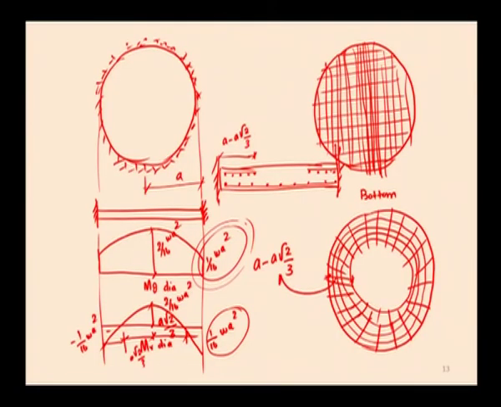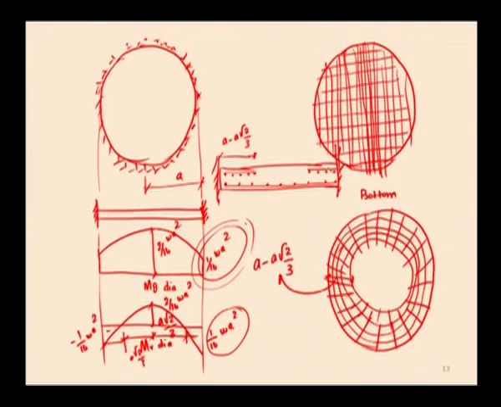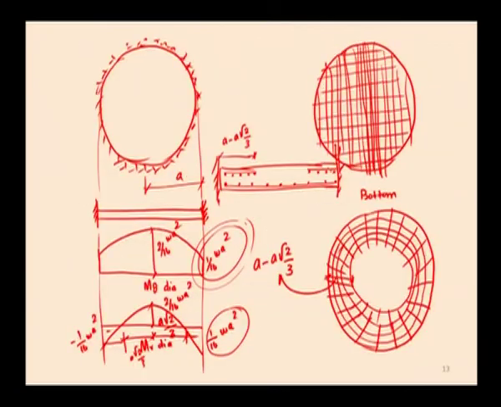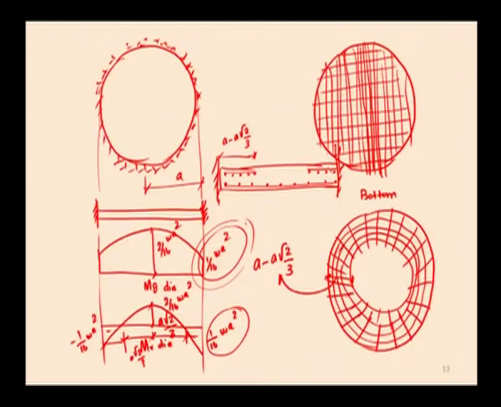So this is the behavior as well as the arrangement of reinforcement for simply supported, partially fixed and fixed circular slab. Here in the case of a partially fixed circular slab, the circumferential moment at the center of the slab is 2 by 16 W A squared, at the edge of the slab it is 1 by 16 W A squared, and the radial moment at the center of the slab is 2 by 16 W A squared, and at the edge it is 1 by 16 W A squared. The radial moment at the point of contraflexure occurs at A into root 2 by 3 from the center of the slab, A into root 3 by 2.